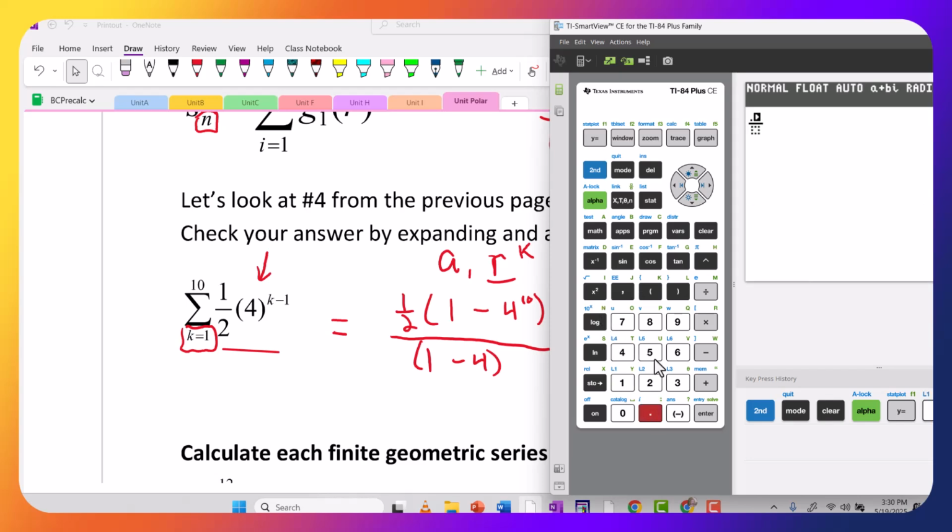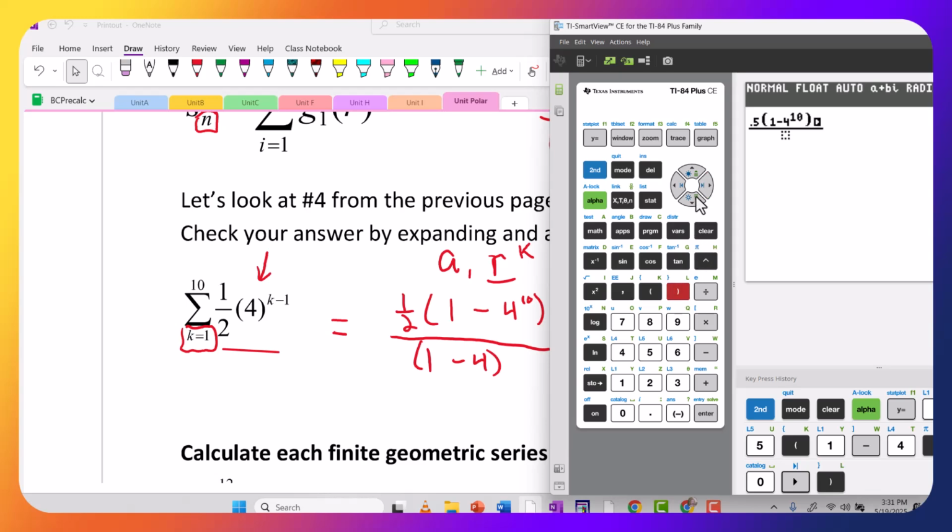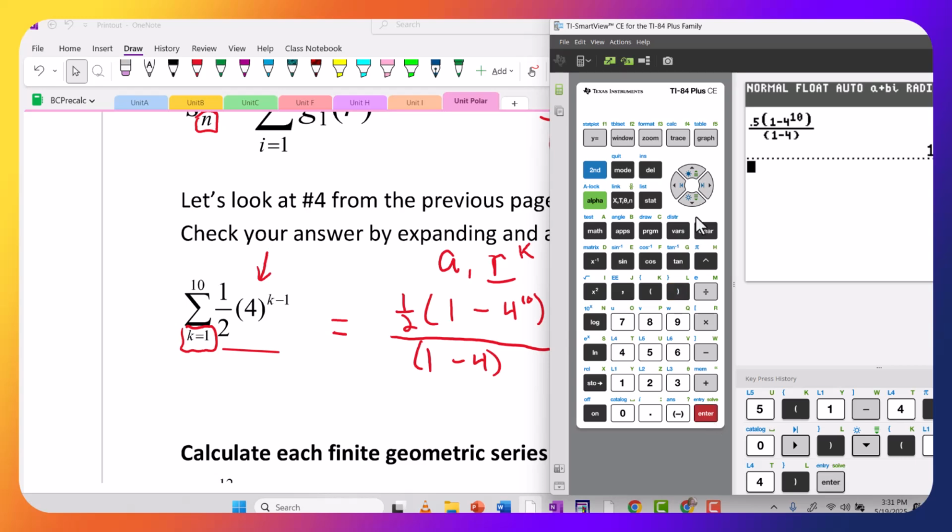I'm going to put 0.5 and then go from there. 1 minus. I cannot overemphasize: if that r was a -4, you must put -4 in parentheses and then caret it. But you know what? We're good. Caret 10th. The calculator takes care of all of our little things as far as order of operations, and then 1 minus 4. You could have just put -3 there, and I don't think I needed those denominator parentheses.